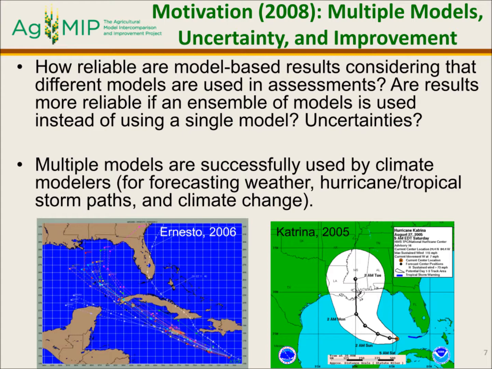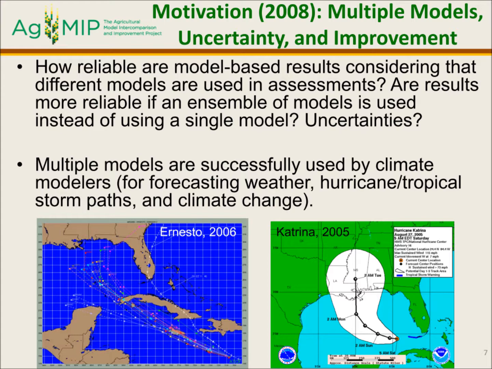I think the same was true to some extent with economic modelers. But now they're all working together, comparing their models and looking at ways to improve them. And AgMIP actually stands for Agricultural Model Intercomparison and Improvement Project, so we're actually using that.